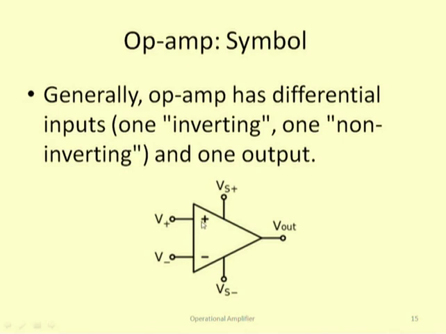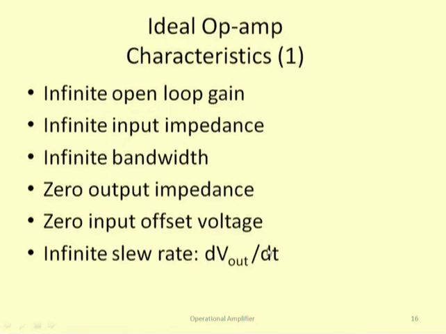One pin is indicated with the plus sign. It is called the non-inverting pin. The other pin is indicated with the minus sign. It is called the inverting pin. There are 2 supply pins, Vs plus where a positive supply is applied, and Vs minus where a negative supply is applied. And then there is the output pin. So here 5 pins are shown: the non-inverting pin, the inverting pin, the pin where the positive supply voltage is applied, the pin where the negative supply voltage is applied, and the output pin.